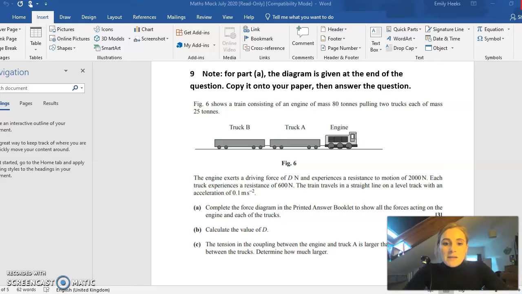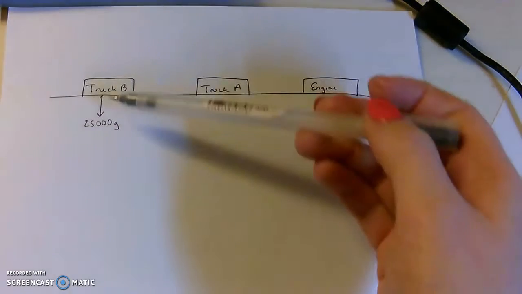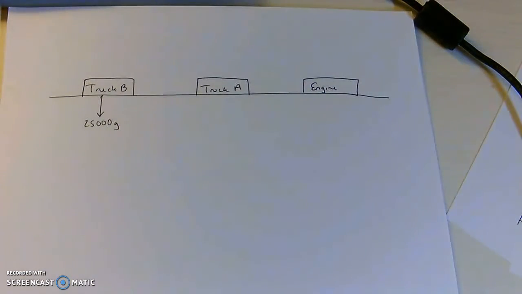Okay, so we've got loads of information, but the first thing we're asked to do is to complete a diagram. I'm going to refer back to this information in a second, but let's draw this out and complete the forces diagram as it asks us to do. In my diagram, it's already showed me a vertical force of 25,000 g coming up. So I'm going to work with the vertical forces first.